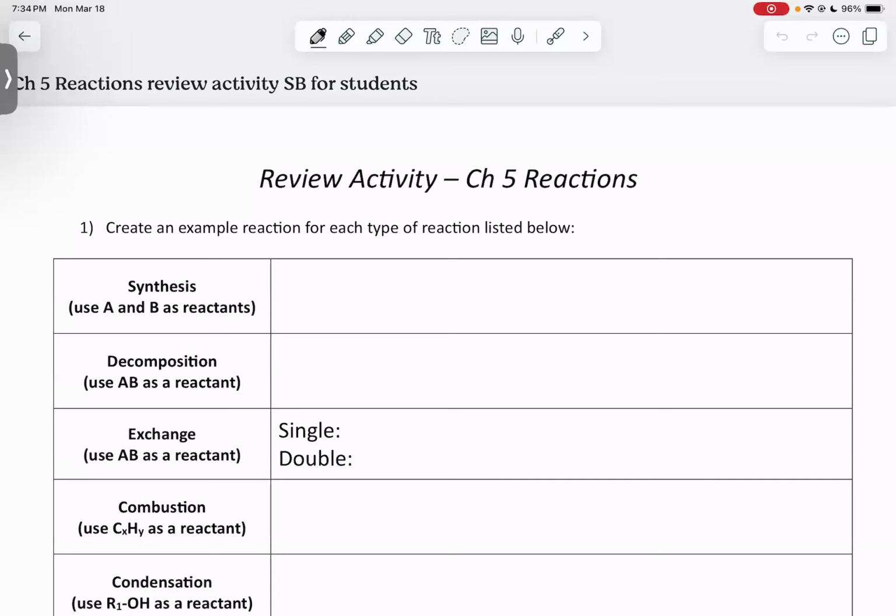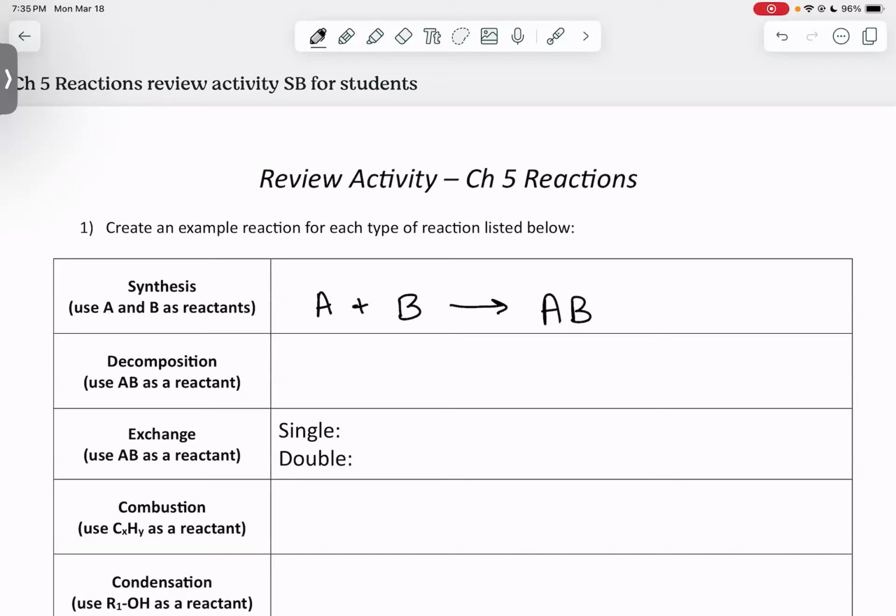To do that, you have to know what kind of things to look for. So, what you should do is create an example reaction for everything that we learned in class. Then, if you know the example, you can apply it to whatever situation you find on the exam. So, you should try to make these from your notes and your textbook, and then just check my answers. If we start with synthesis, we're going to use A and B as reactants. If A is a reactant and B is a reactant, what am I going to make? Well, if two things join together, then it would make AB.